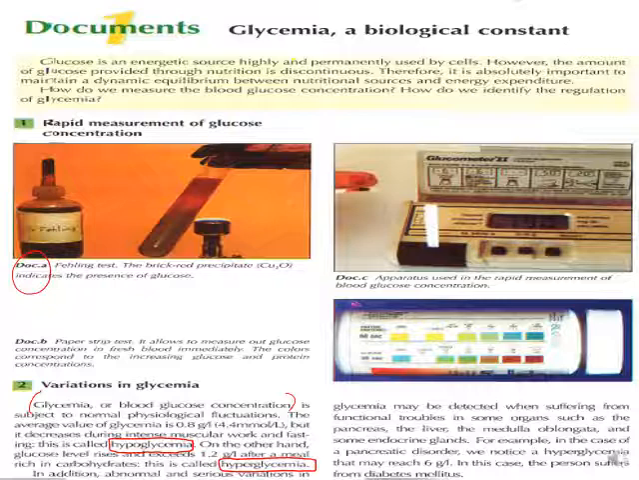In addition, abnormal and serious variations in glycemia may be detected when suffering from functional troubles in some organs, such as the pancreas, the liver, the medulla oblongata, and some endocrine glands. For example, in the case of pancreatic disorder, we notice hyperglycemia that may reach 6 gram per liter, while the average should be 0.8. In this case, the person suffers from diabetes mellitus.